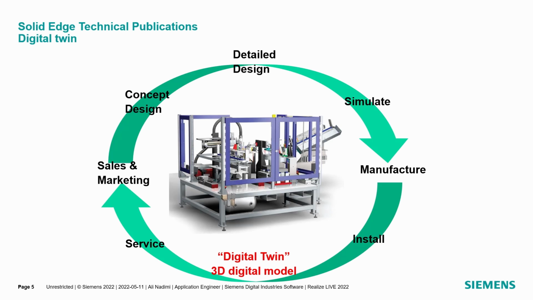If you look at the concept of a digital twin, the ability to create a detailed 3D digital model of your proposed equipment and use this as the basis for all areas of product development, it covers all these areas, starting with concept and detailed design, prototyping, simulation, manufacturing, installation, and service, and then round that loop again. And we have to create documentation at many of these stages in the development cycle.